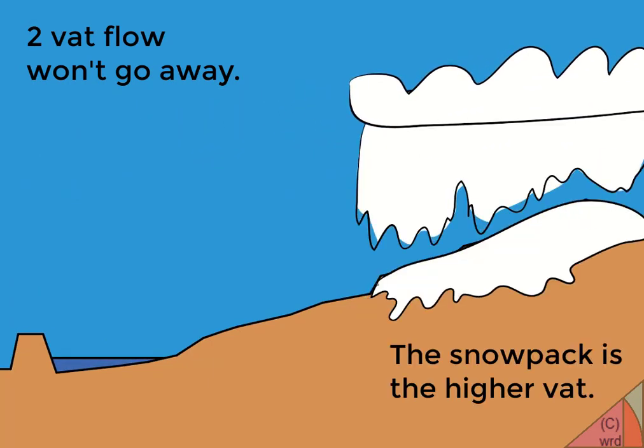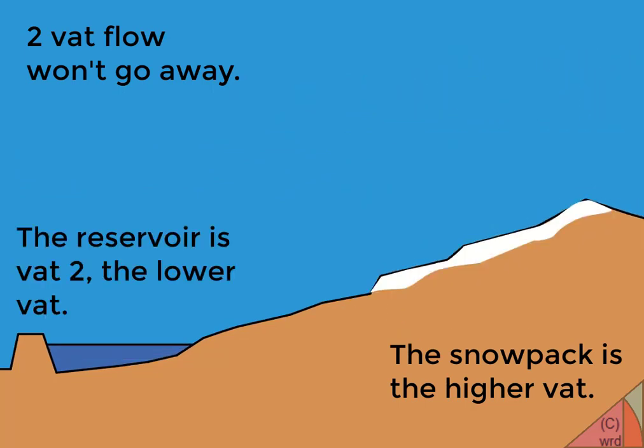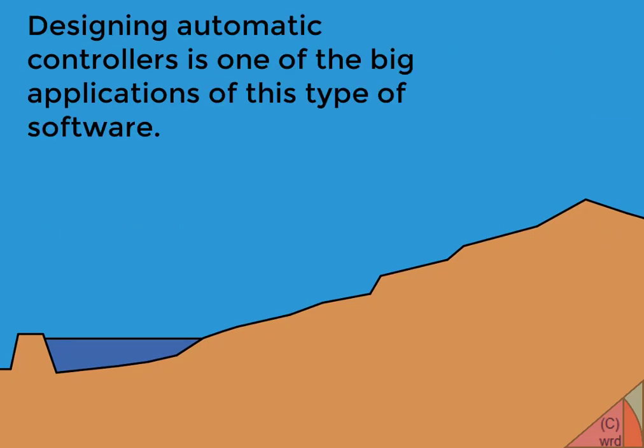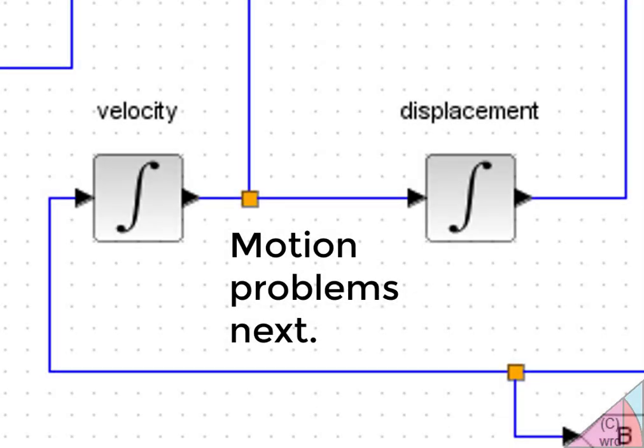VAT1 will be a California Sierra winter snowpack, and VAT2 will be a flood control reservoir that catches and stores this huge amount of moisture during the spring melt. This 2-VAT flow system has an automatic controller that responds smoothly to heavy snow years followed by drought years to keep California alive. See you back for Episode 10.